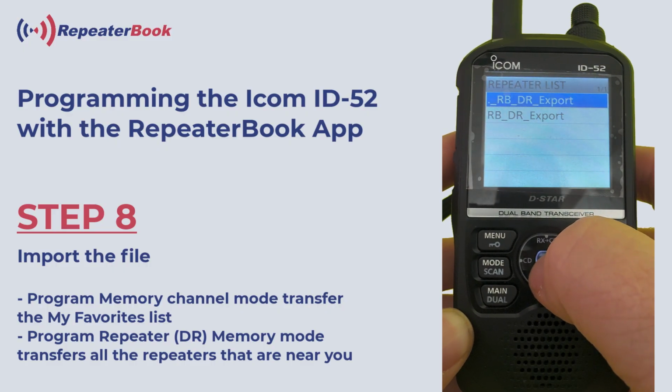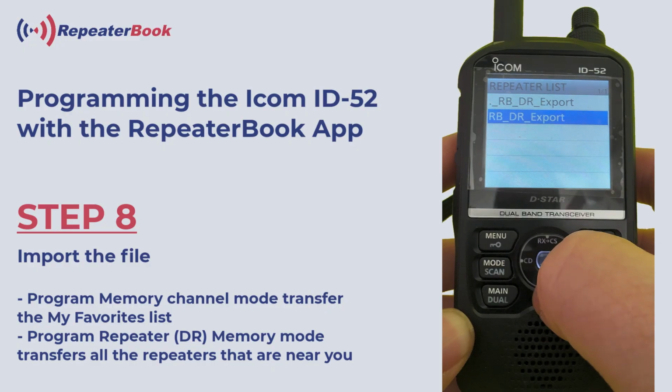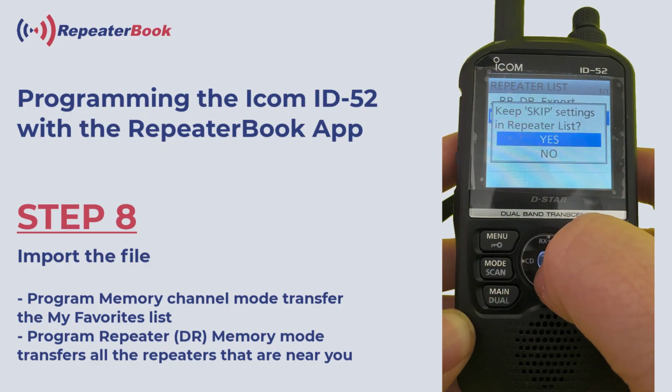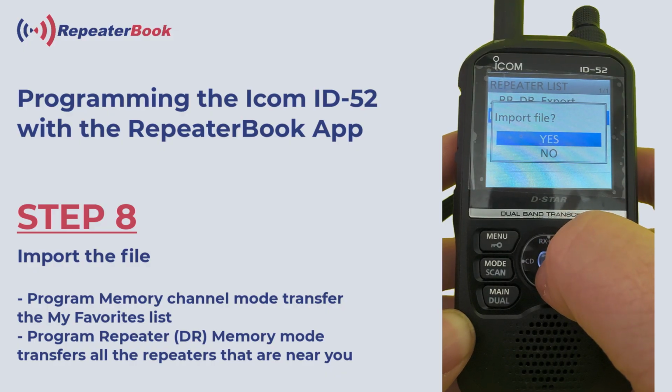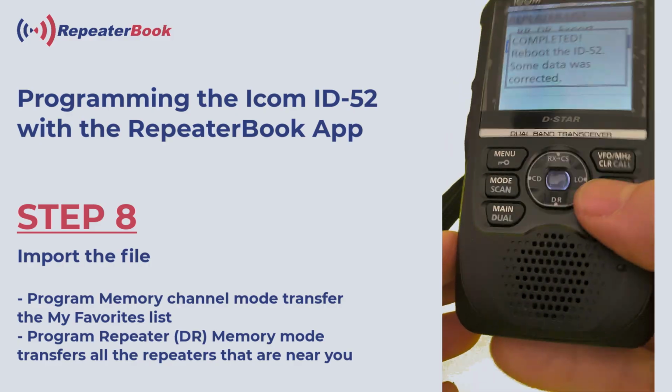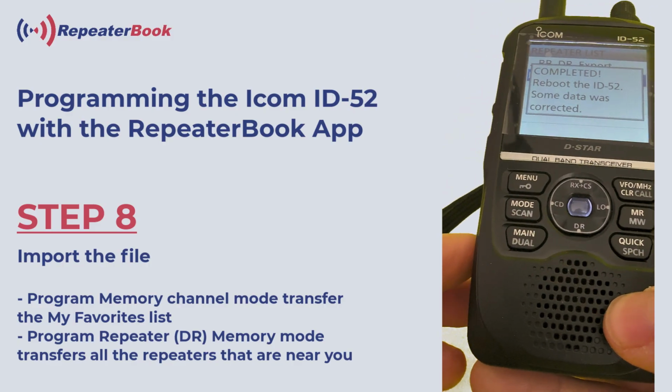If the radio asks whether to retain the existing repeater list skip settings, choose the option appropriate for your use. Confirm the import by selecting Yes. The radio will display a progress indication. When the import is finished, it will display Completed. Restart the radio to begin using the new repeater list.